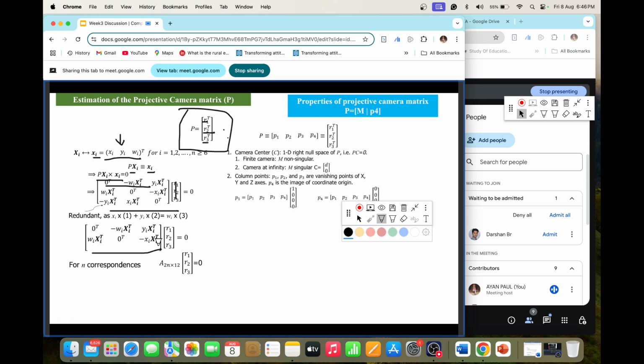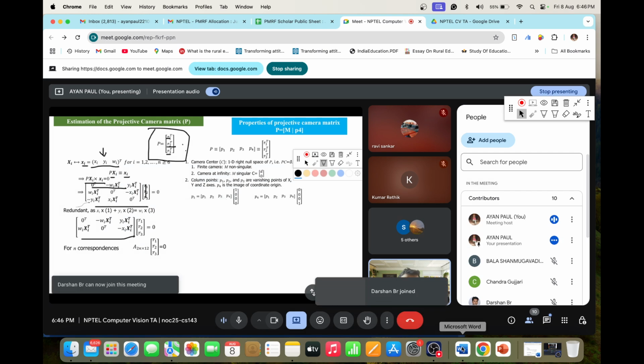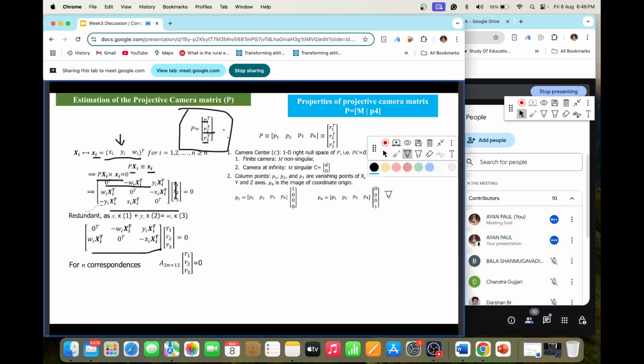Now let's move on to the next thing, what are the properties of this P matrix. The P matrix has been written in this form, that is [M P4]. M means the first 3 columns of the P matrix, and P4 means the 4th column of the P matrix. So that is how we can write the P matrix also. This portion is nothing but your M, and this is the P4. Also it can be written like this, that means as 3 rows.